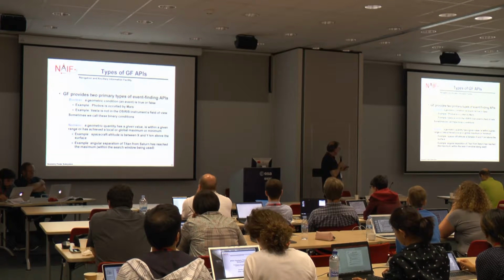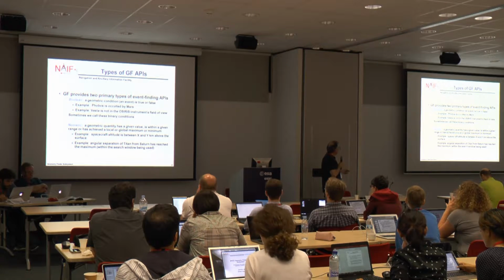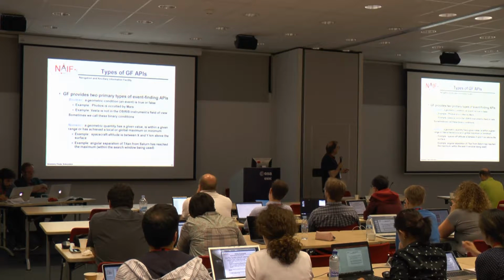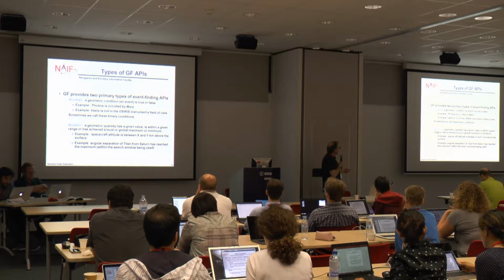There are two kinds of GF APIs. There are Boolean event finding APIs. Boolean events are geometric conditions that are either true or false. Example, occultation, such as Phobos is occulted by Mars, or whether an item is in the field of view of an instrument. For example, Vesta is not in the Osiris instrument's field of view. Sometimes we call these binary conditions.